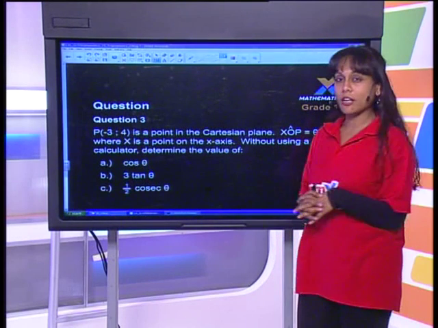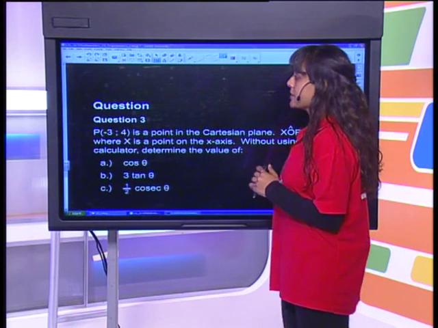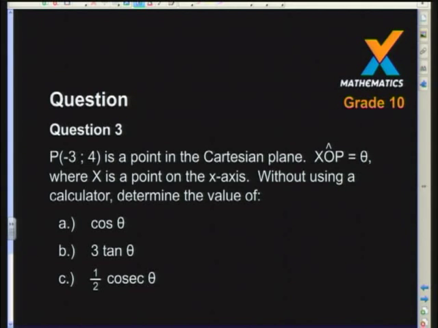So let's have a look at our first question in this section. So we are given a point P, which is minus 3, 4. They tell us that that's a point on the Cartesian plane. Angle XOP is equal to theta, and X is a point on the x-axis, without using a calculator. And that's very important because when they say without using a calculator, you're obviously going to get no marks if you do use a calculator. And they say determine the value of, and they give you ABC.